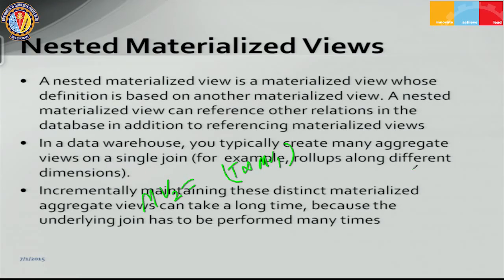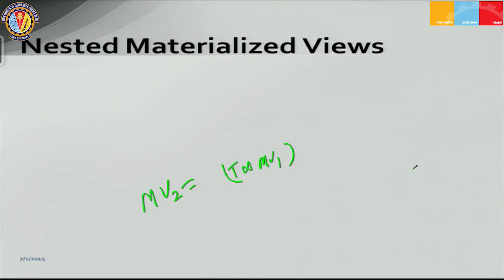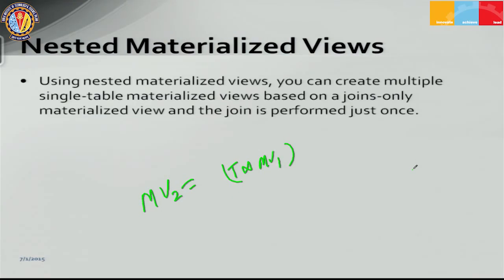So what we do is we create this nested materialized view, where this problem is taken care of. Using nested materialized views, you can create multiple single table materialized views based on a joins-only materialized view, and the join is performed just once. So this is the basic idea of nested materialized views, and it helps in reducing your computations.